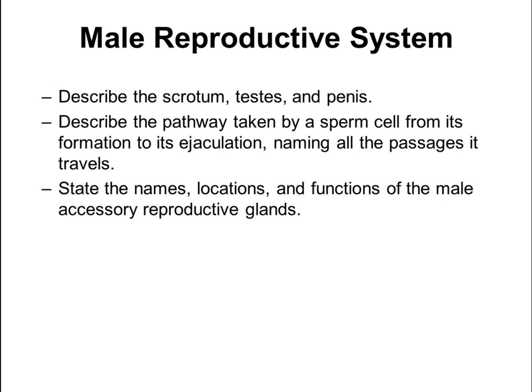All right, everybody. Today we are going to talk about the male reproductive system. We are going to describe the scrotum, testes, and the penis. And we are going to talk about the pathway taken by a sperm cell from its formation to ejaculation, and name all the passages that it travels through. We are going to state the names, the locations, and the functions of the male accessory reproductive glands. Okay, so lots to cover today.